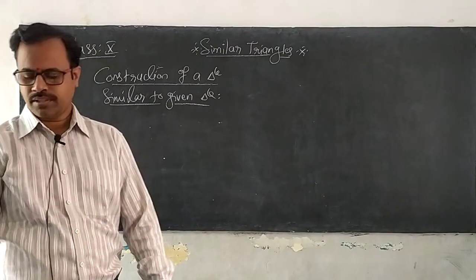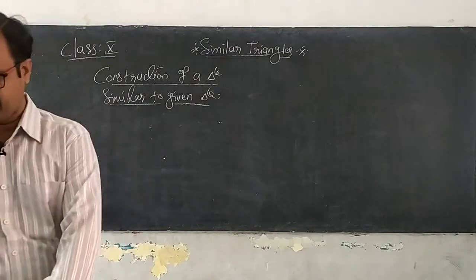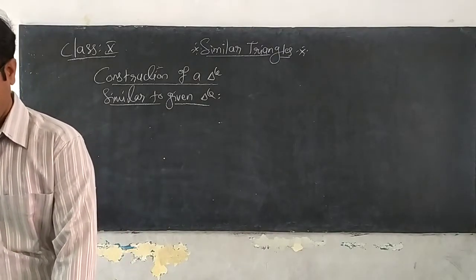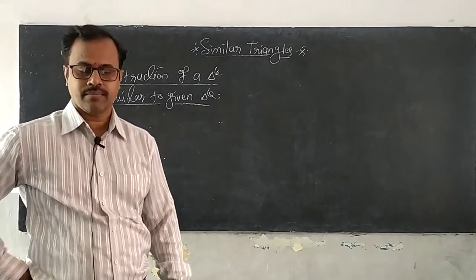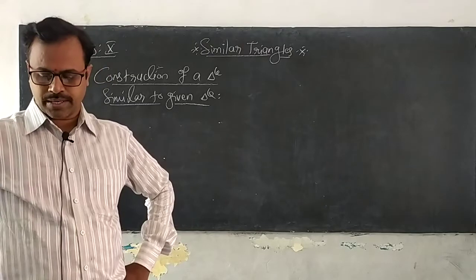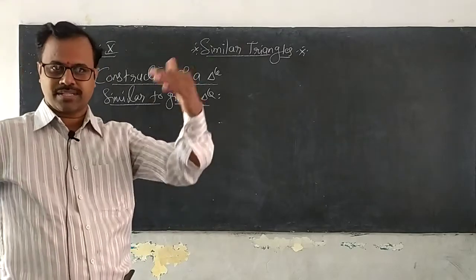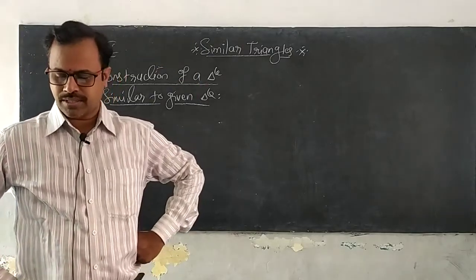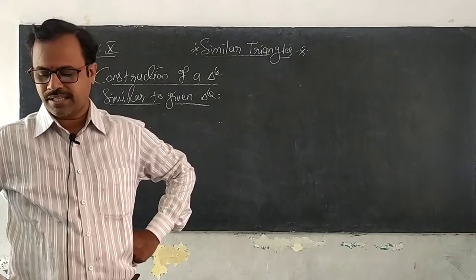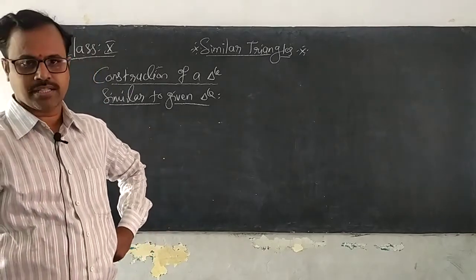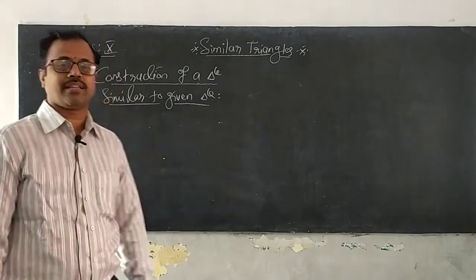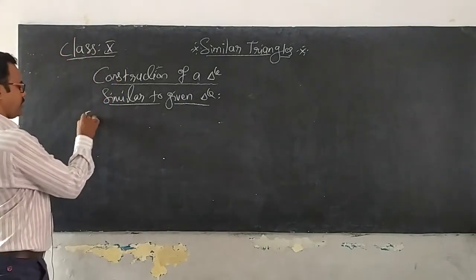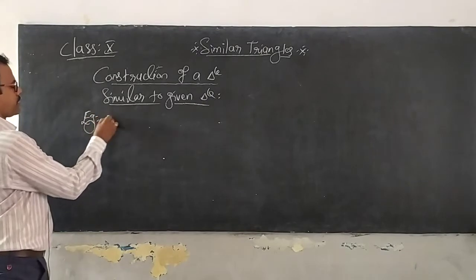For this one we have an example on page number 208. You can see there, page number 208, example 5. Construct a triangle similar to a given triangle ABC with its sides equal to 3/4 of the corresponding sides of triangle ABC. So what is the example given to us?